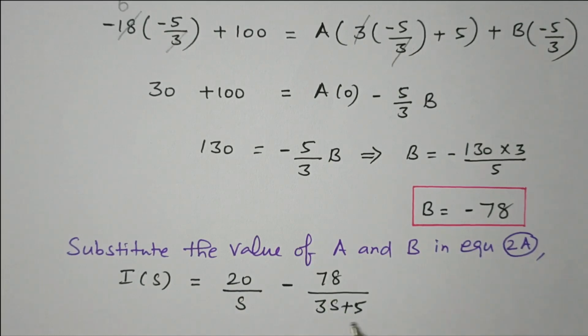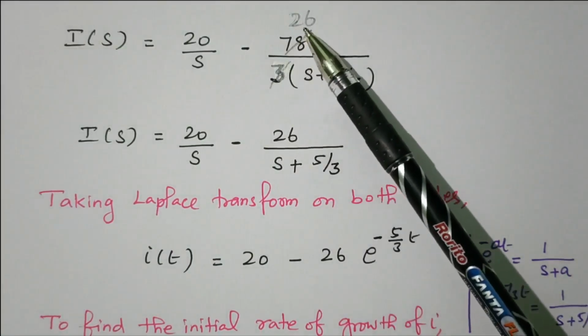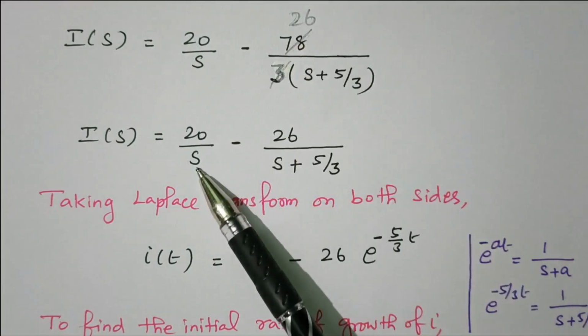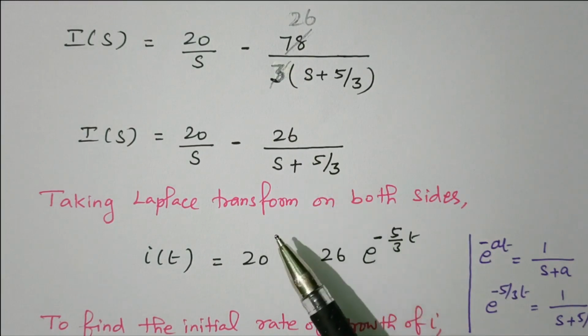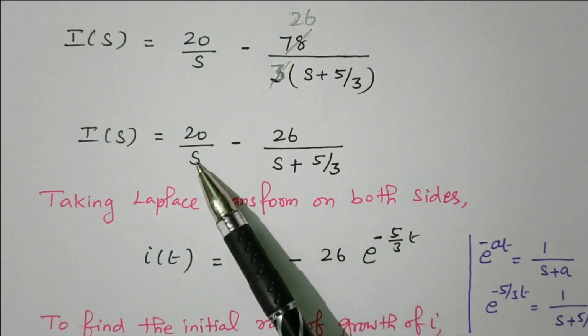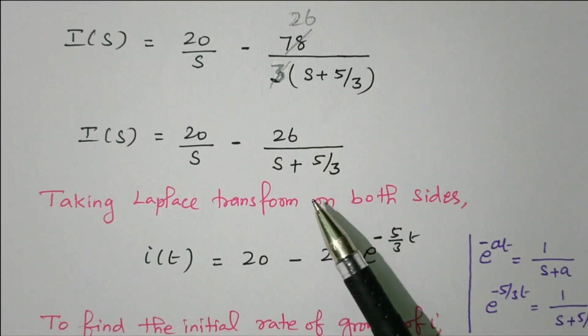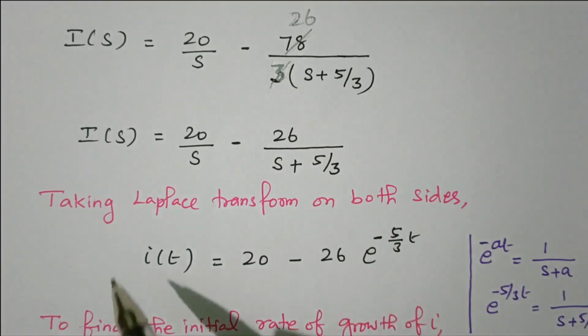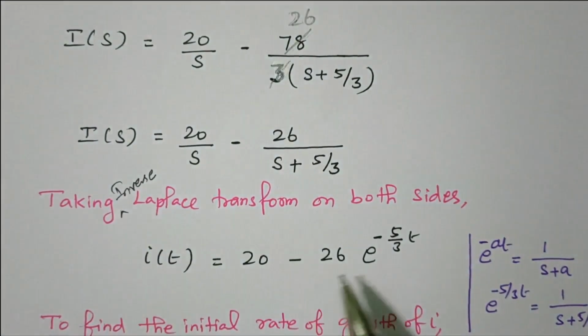Now we got this expression. Now we'll go for further simplification, then we'll take the inverse Laplace. So this 3 and 78 simplified, it goes 26 times. So 20 divided by s minus 26 divided by s plus 5 by 3. Now the s terms are separately available, so we can easily take the inverse Laplace on both the sides. Taking inverse Laplace on both the sides.